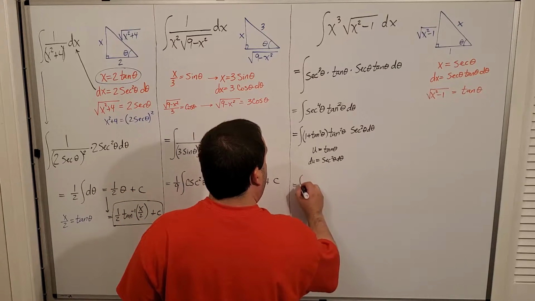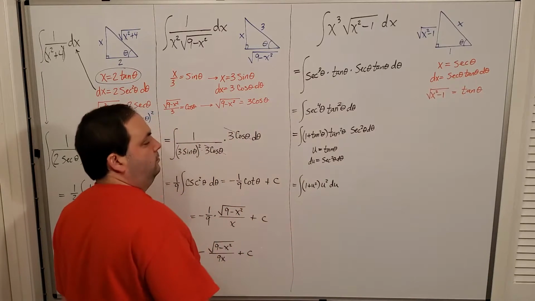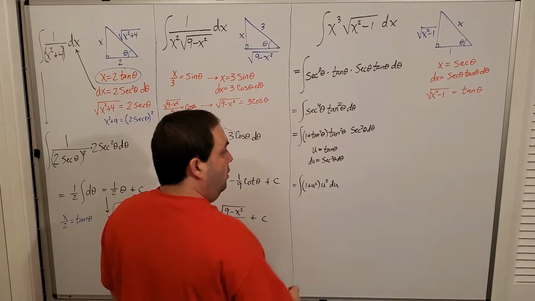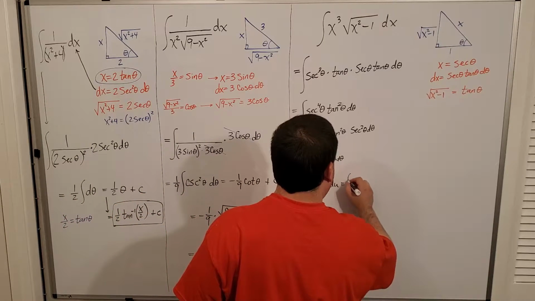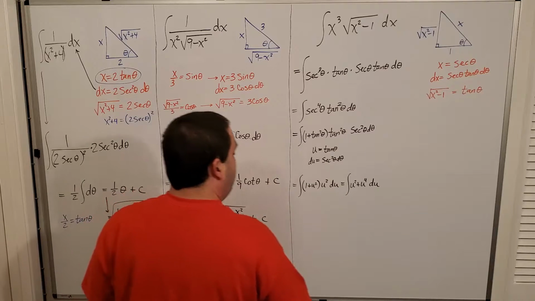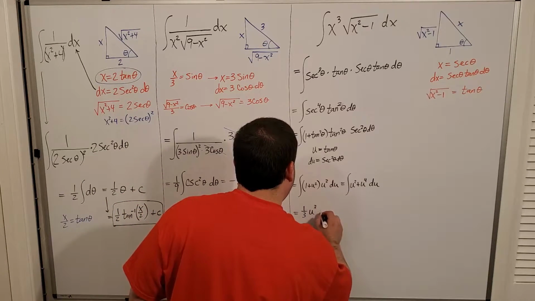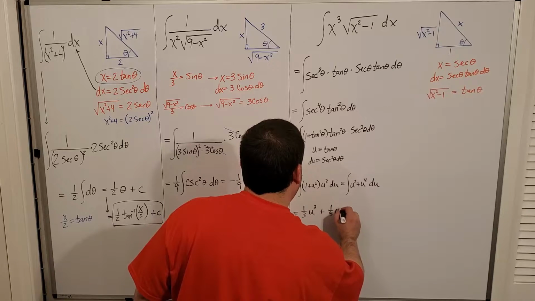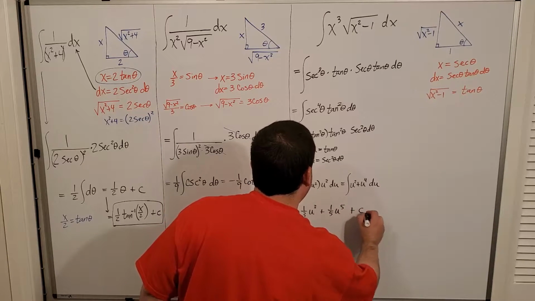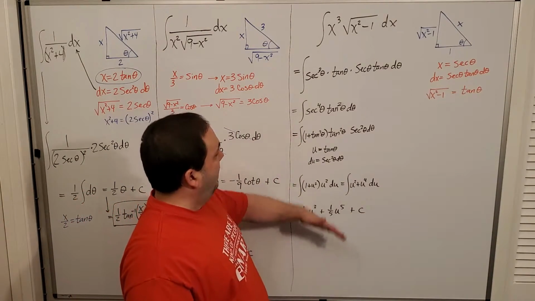So then my integral becomes 1 plus u squared times u squared du, which I can quickly turn into the integral of u squared plus u to the 4th du, which the antiderivative would then be 1/3 u cubed plus 1/5 u to the 5th plus c. All right, now we need to get all the way back up to x.